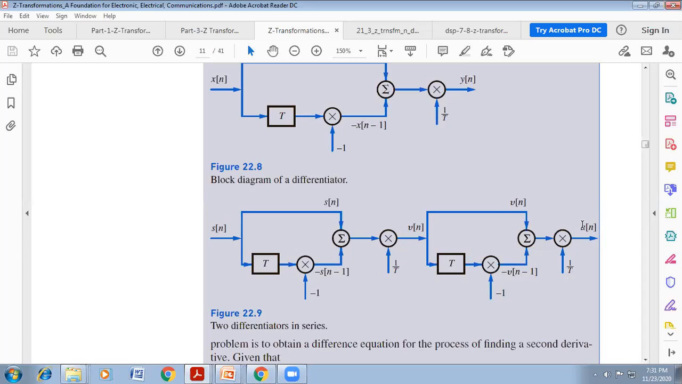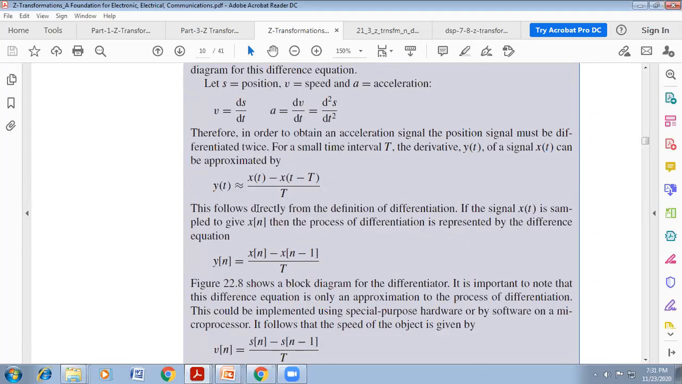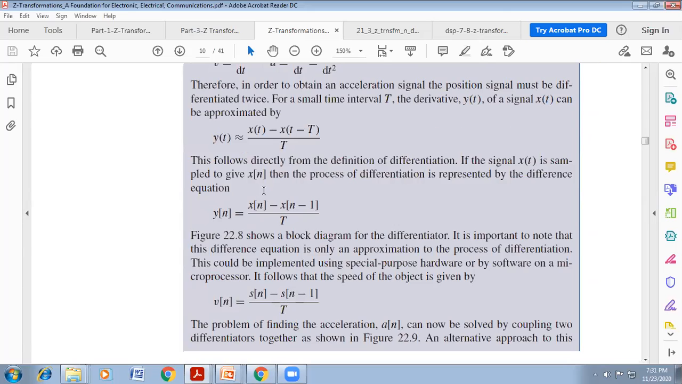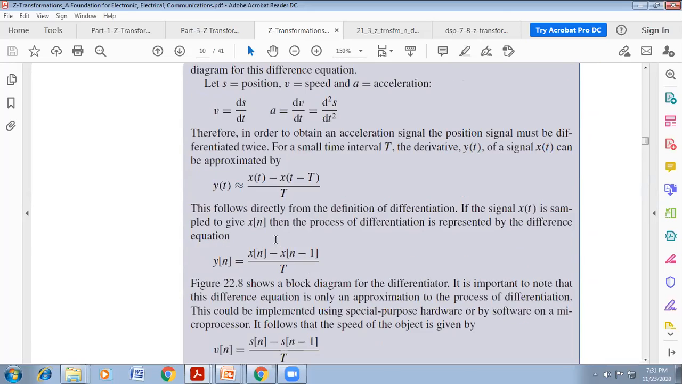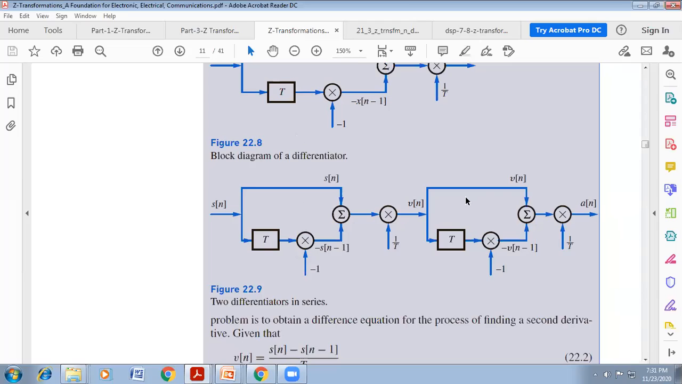This is the whole output, and this is the main input. For this equation, distance becomes acceleration through two times differentiation. This is why there are two blocks. Two times differentiation: first, for the first differentiation, this first block, and for the next differentiation with respect to time t, that means multiplying by 1 by t. This becomes acceleration. So the output will be this.